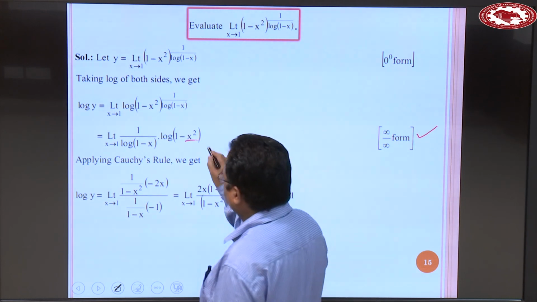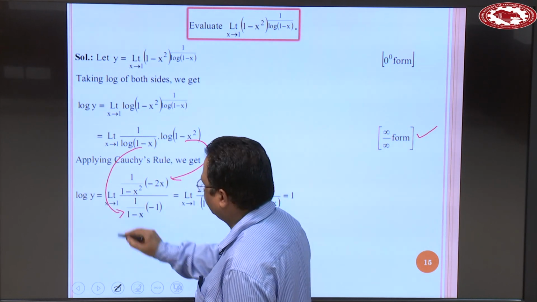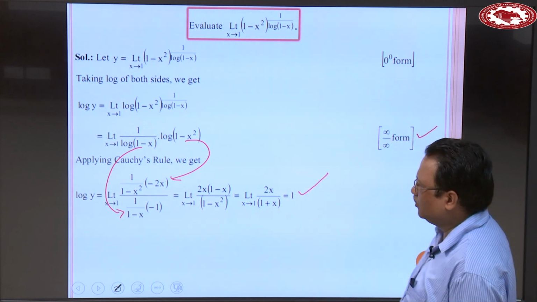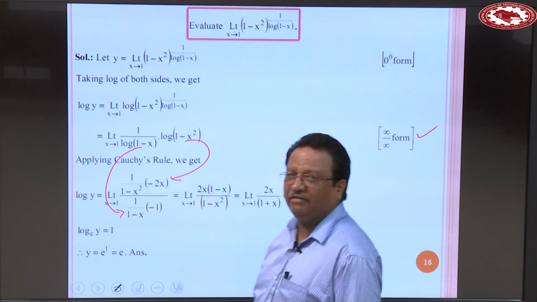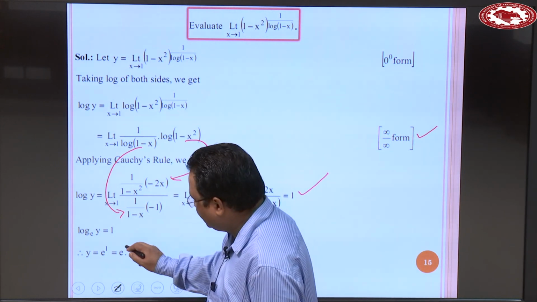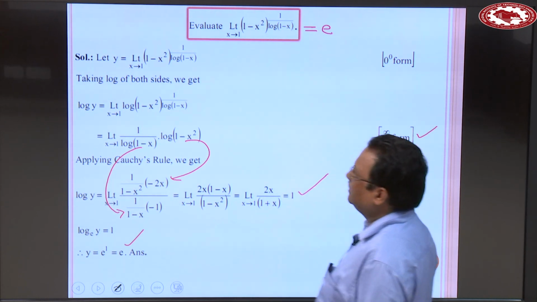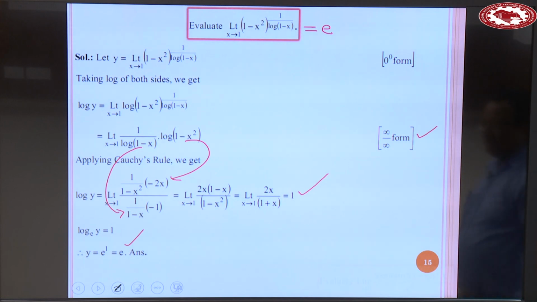So when you differentiate this term, you will get this. When you differentiate this term, you will get this. Okay? And simplify, you will get 1. So log y is 1. So when log y is 1, then y is equal to e raised to power 1. And e raised to power 1 is e. So the answer of this problem is e. So in this way, you can solve these type of problems.